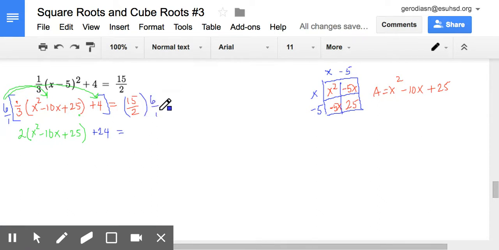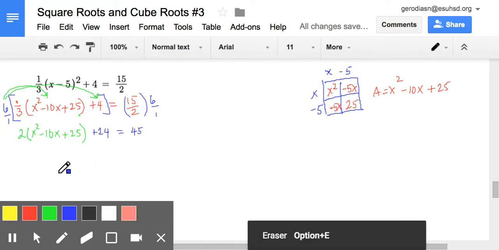Equals, now 15/2 times 6 is the same as 6 divided by 2, which is 3, and then times 15, which is 45. The other way would be 6 times 15, which is 90. 90 divided by 2 is 45. I like dividing first by the denominator so that the number gets smaller and then multiply by 15. A smaller number multiplied by 15 is easier to think about rather than multiplying big numbers.